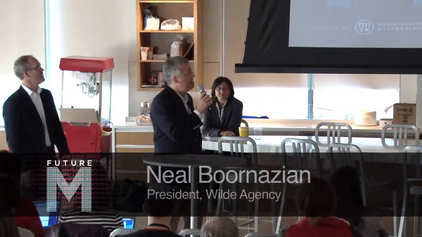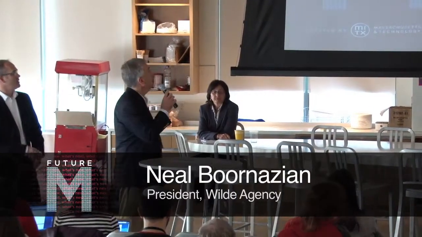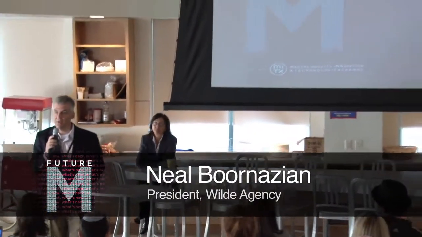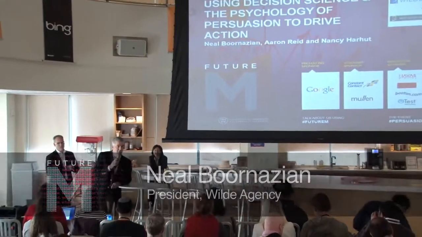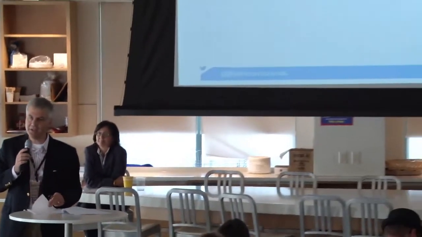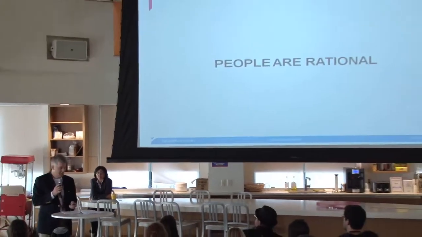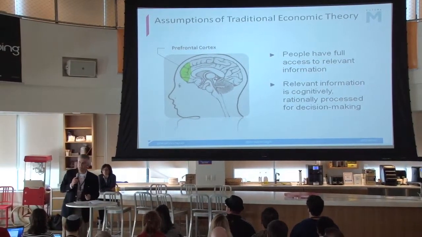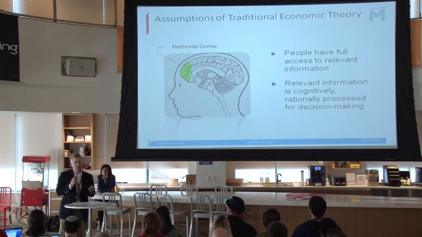We're going to be talking about how decision science, and the psychology of persuasion rather, can be used in the communications that we provide as marketers. We're going to start where traditional economic theory would have us start, and that is with this: that people are rational. That basically we make decisions based on information, based on a systematic approach to decision making.